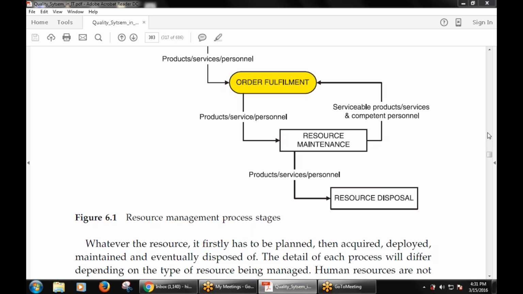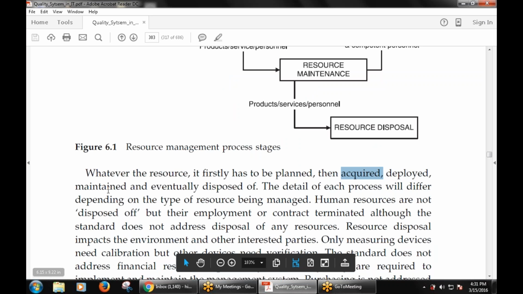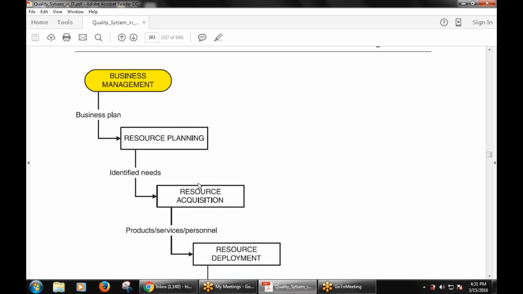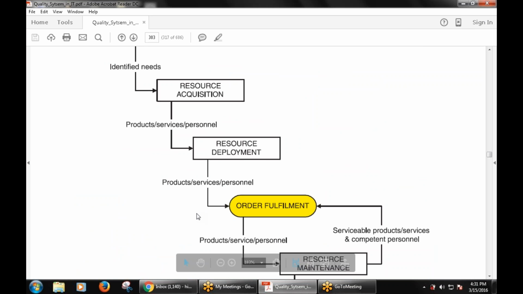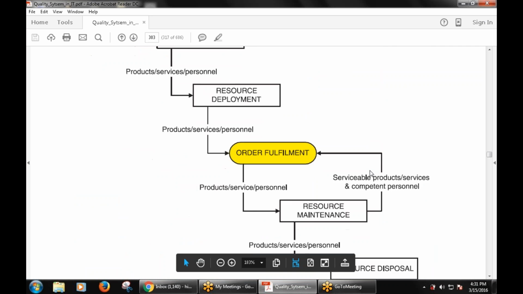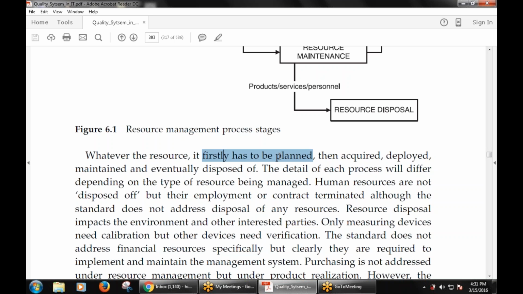What are the various scenarios used for disposal? Whatever the resources, they first have to be planned, then acquired, deployed, maintained, and disposed of. That means first there is planning, then acquisition, then deployment, then maintenance, then disposal. These are the steps used for business management. And the detail of each process will differ depending on the type of resource being managed.